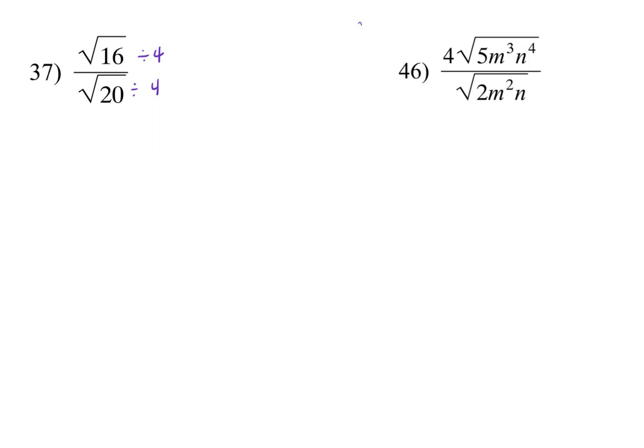So 16 divided by 4, that is just 4. It is still under the root. 20 divided by 4, that is 5. Now I'm going to say, can I reduce any of my radicals individually? Yes, one of those is a perfect root. Which one? The 4. So I can actually rewrite this to be 2 over the square root of 5. So that is really as simple as I can get it with what I've been given.